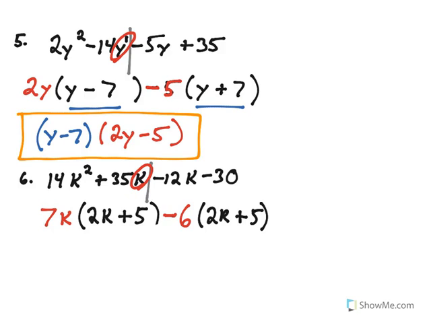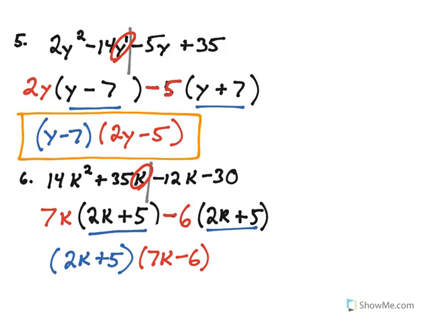So if you have a negative 6, the only way to make that a negative 30 is you have to put a positive 5. That's the only thing that gets multiplied by the negative 6 in order to get that minus 30. So then you look at your GCF, which is 2k plus 5. So we're going to factor that out. And then your 7k minus 6 is your other factor. Okay?